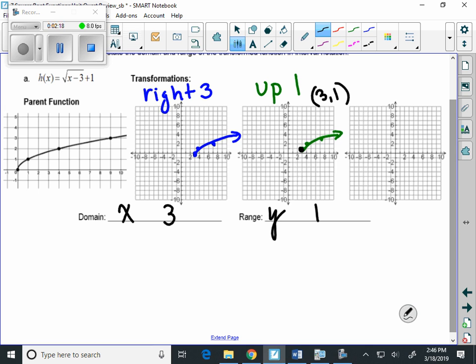So on the black point for domain, everything's going to be to the right of that, which means that it's greater than or equal to 3. And with regards to the black point, all of the green values are above that, so it's going to be greater than or equal to 1.